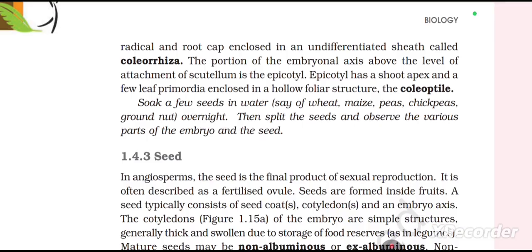Soak a few seeds in water, say of wheat, maize, peas, chickpeas, groundnut, overnight. Then split the seeds and observe the various parts of the embryo and the seed.